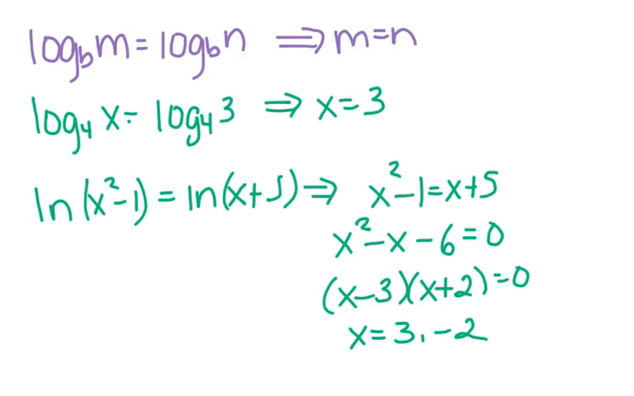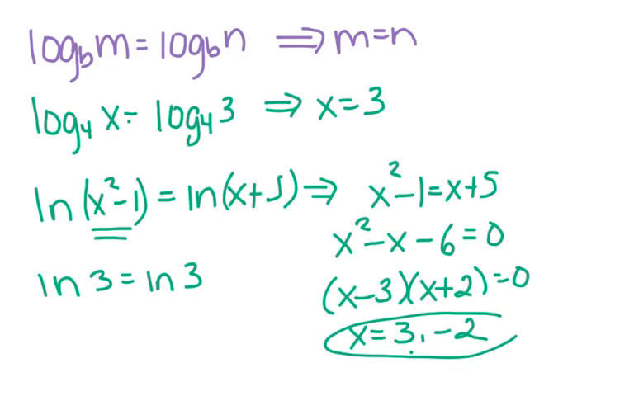Now, in a log equation, what you're taking the log of has to be positive. So just test these two answers. Plug 3 into the left side, you'd get the natural log of 8 equals, and the right side would be natural log of 8. No problem. Let's test the negative 2. The natural log of negative 2 squared, which is 4 minus 1, equals 3, equals the natural log of 3. Again, no problem. Both answers are fine.